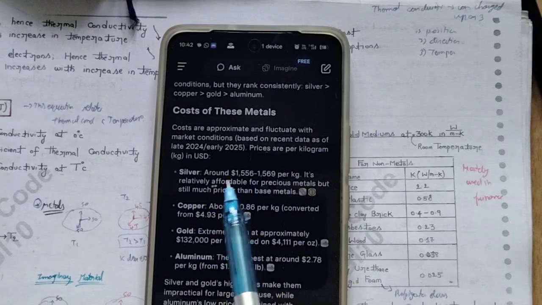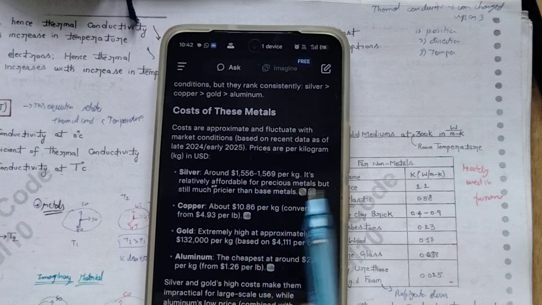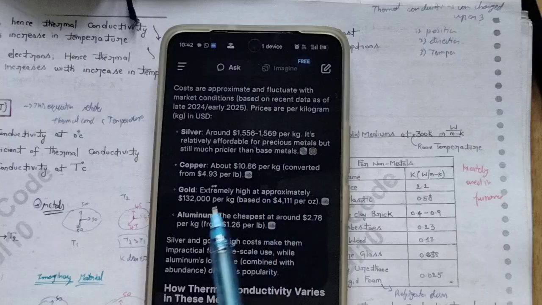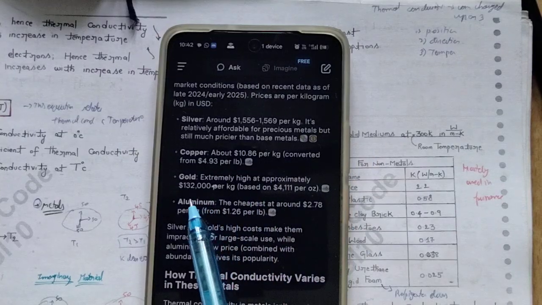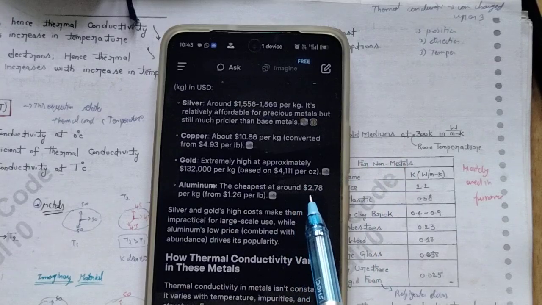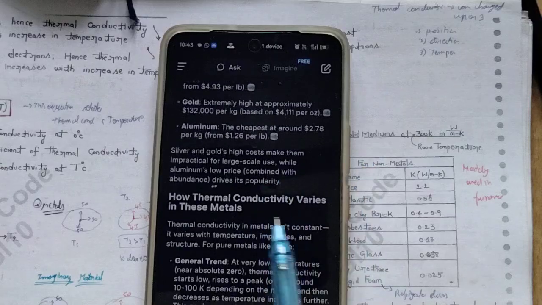Okay, so cost: you can see silver is so much costlier, around $1500 per kg. Copper is approximately $10 per kg, and gold is extremely high, around $1 lakh per kg. Aluminum is the cheapest, only about $2 per kg. So that's why we mostly use aluminum.